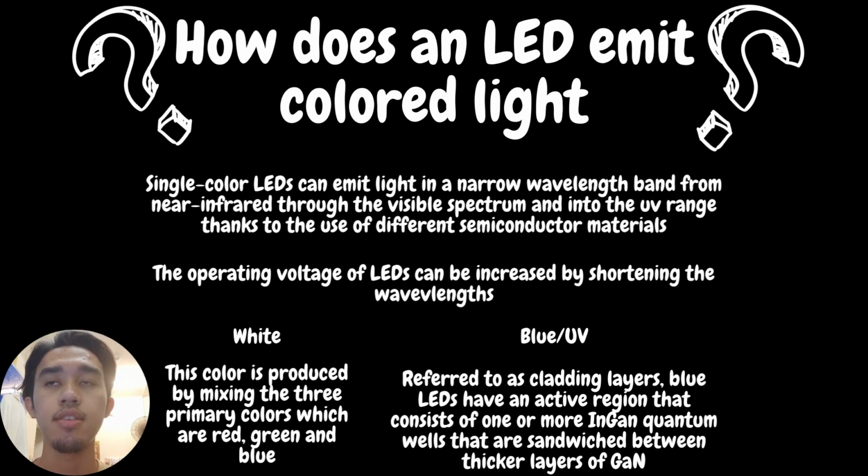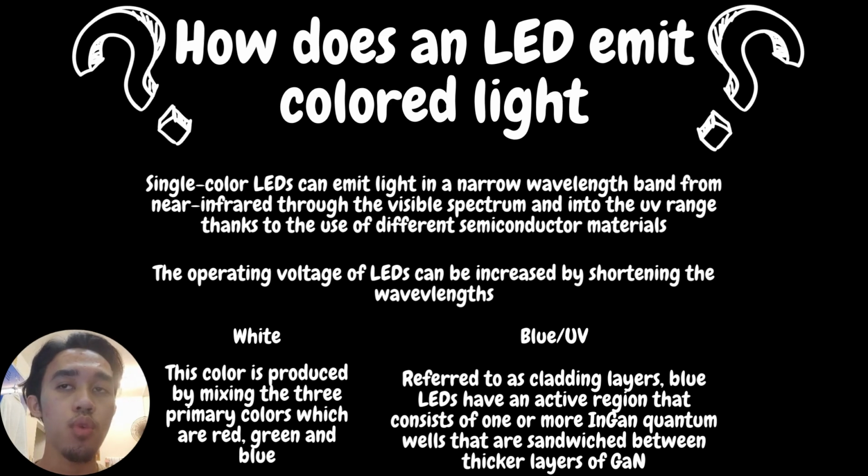Single color LEDs can emit light in the narrow wavelength band from near infrared through the visible spectrum and into the UV range thanks to the use of different semiconductor materials. The operating voltage of LEDs can be increased by shortening the wavelengths. For example, the color white can be produced by mixing the three primary colors which are red, green, and blue, but it can also be produced in many other ways.